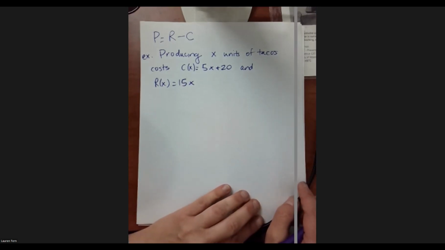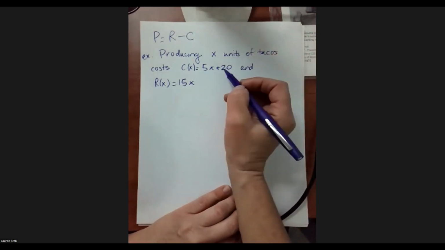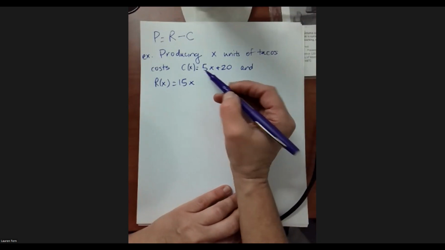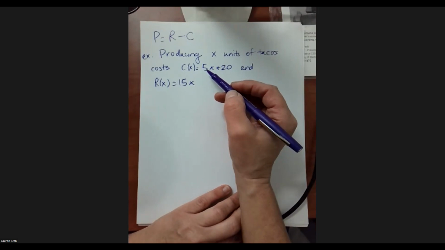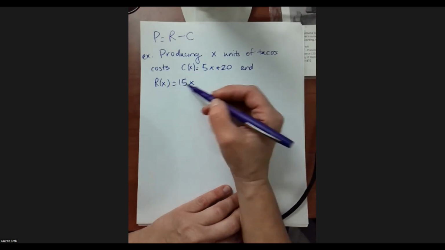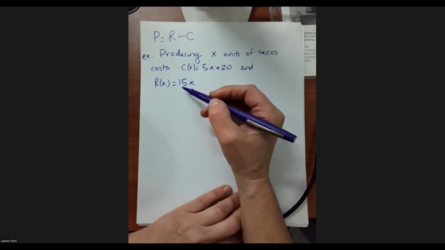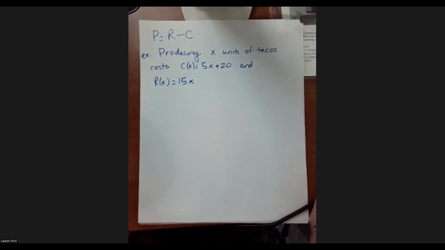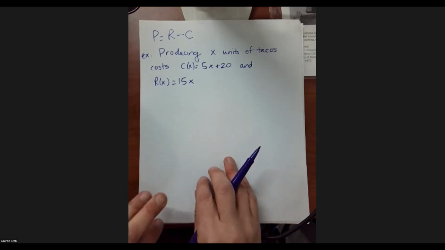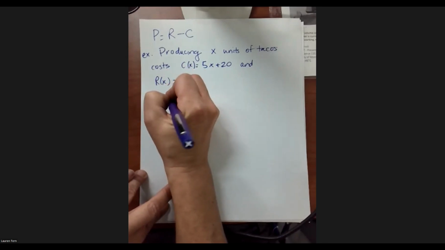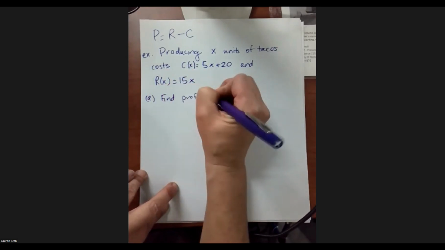Just to tie in what we were talking about yesterday, remember with our cost function, this 20, those are our fixed costs. And this 5, that's the cost to produce each unit of tacos. And then in terms of the revenue, what this 15 tells us is that we charge $15 per unit of tacos that we sell. There better be a lot of tacos if they're 15 bucks. So part A, what we first want to do is find our profit function.